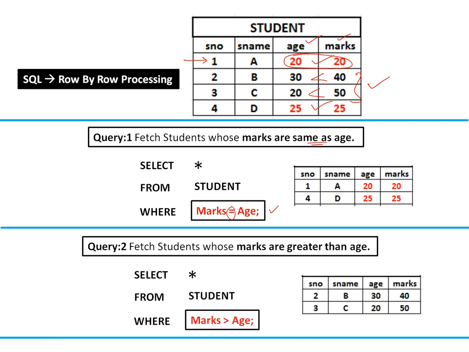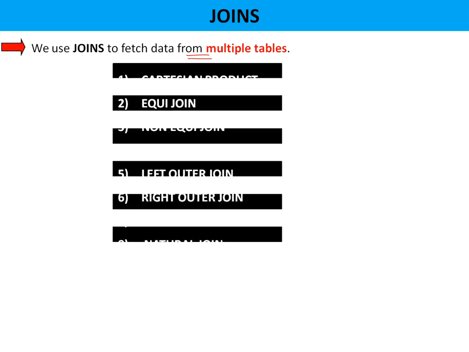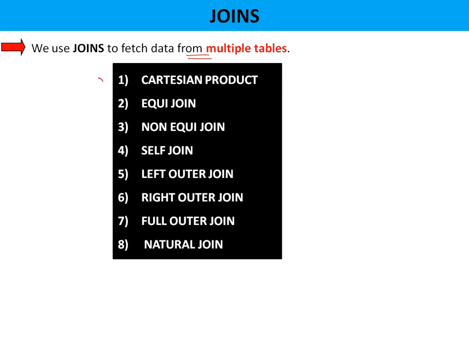SQL is a row by row processing, guys. Yes. Now, whenever you want to fetch data from multiple tables, the only option is joins, guys. There are 8 types of joins. Cartesian product, equijoin, non-equijoin, self-join, left outer, right outer, full outer and natural join. Total you have 8 types of joins.